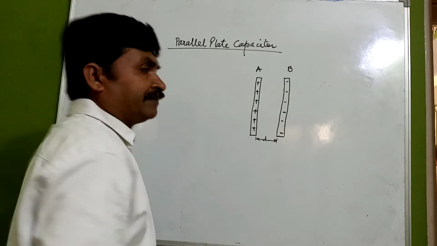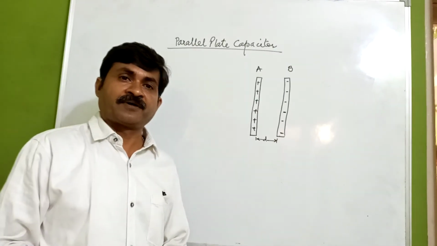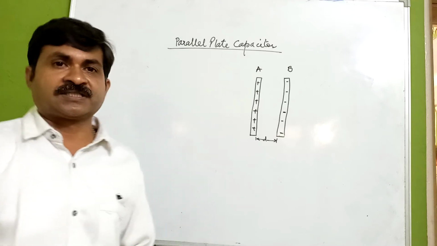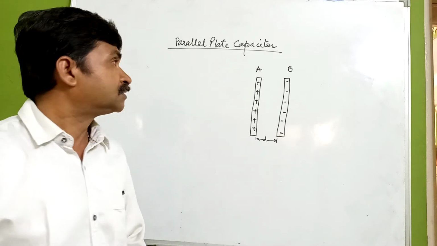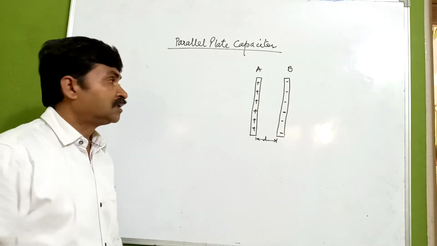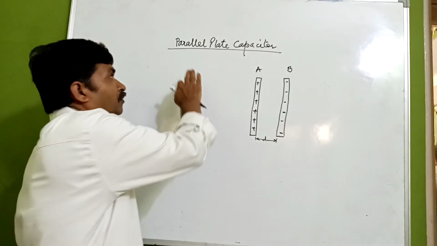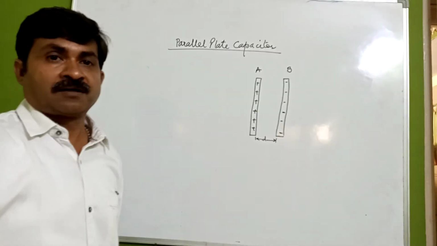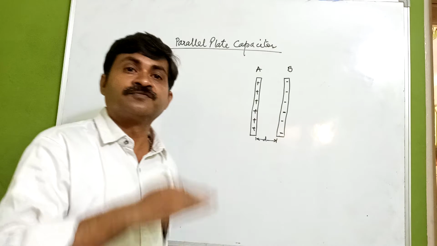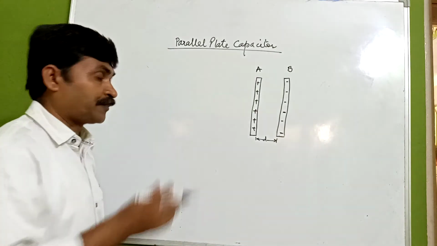Students, in the previous lecture we talked about the concept of a capacitor, and how capacitors can be developed. Now we are going to discuss the parallel plate capacitor. What factors does it depend on? How are we going to get the capacitance here?